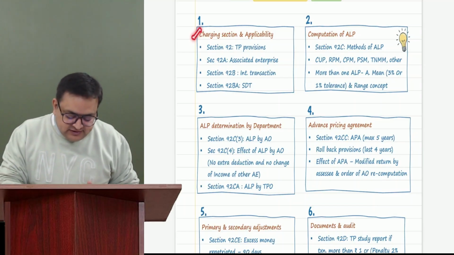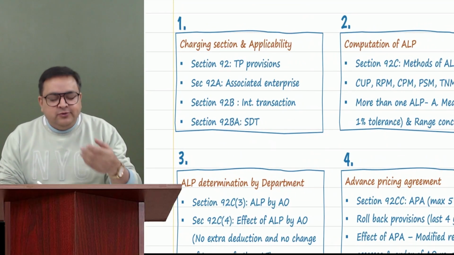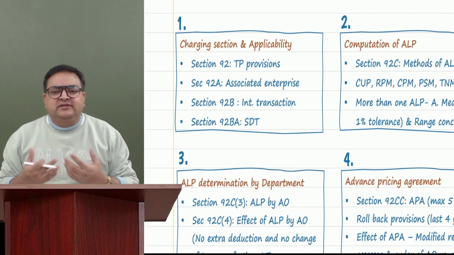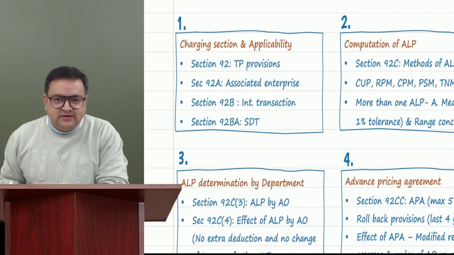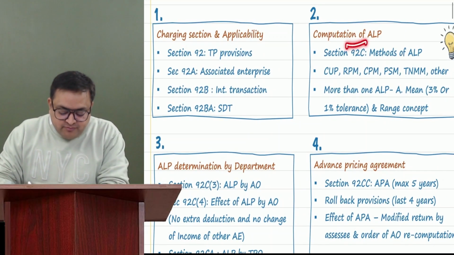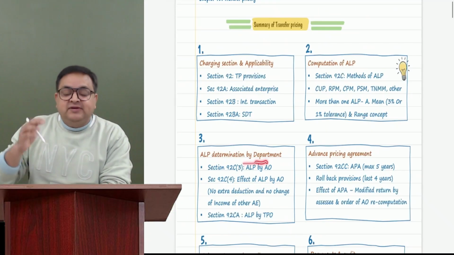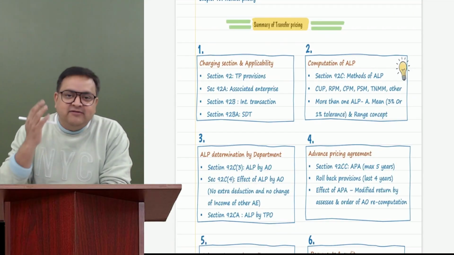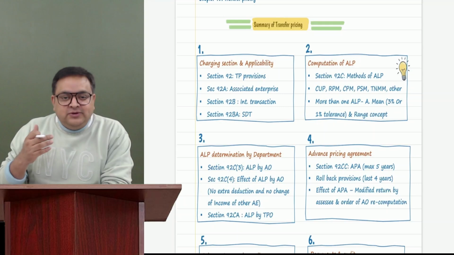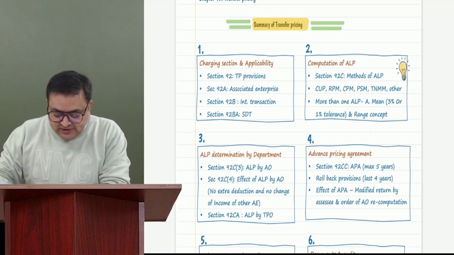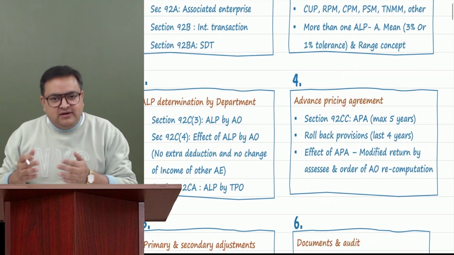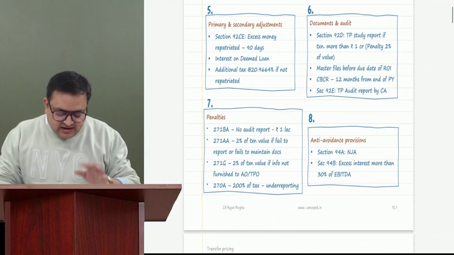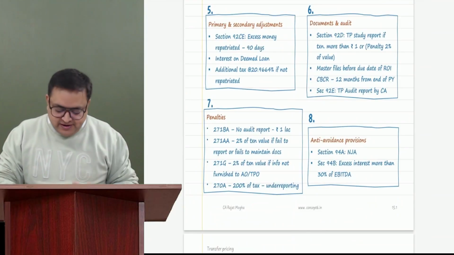The first box is very basic: what is section 92, 92A, 92B and 92BA. That is associated enterprises, international transaction, definition of specified domestic transactions. The second box is related to computation of ALP. The third box is about what the effect is whenever ALP is determined by the assessing officer. That is again a very important question from exams. Then, how the ALP is determined by the TPO. Then the next box is about advance pricing agreements and so on, right? Penalties, secondary and primary adjustments, everything I have covered over here.